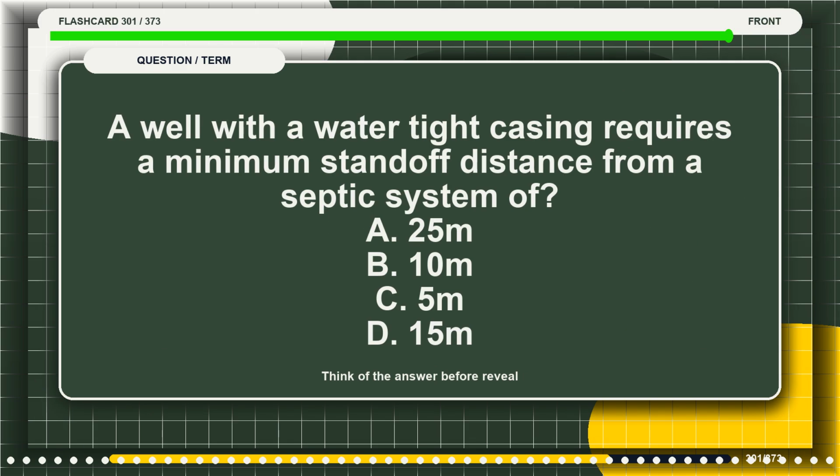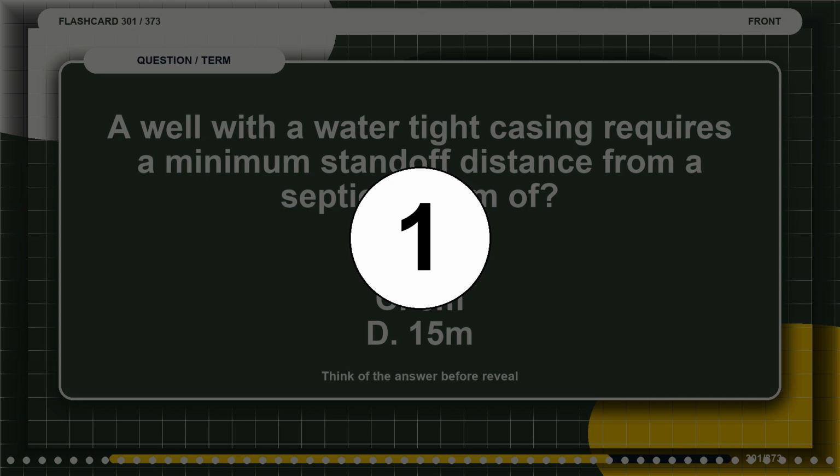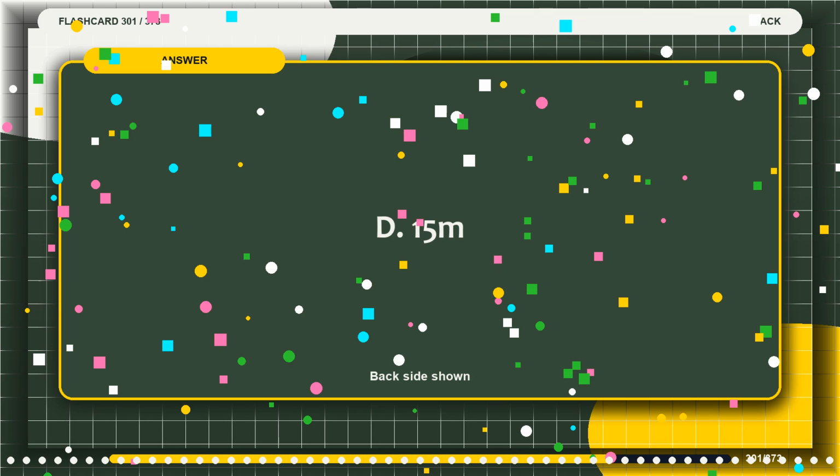Flashcard 301. A well with a watertight casing requires a minimum standoff distance from a septic system of A. 25 m, B. 10 m, C. 5 m, D. 15 m. Think of the answer before the reveal. The answer is D. 15 m.